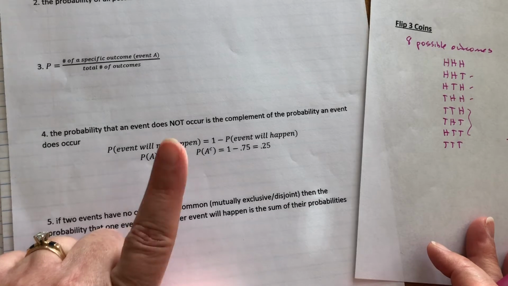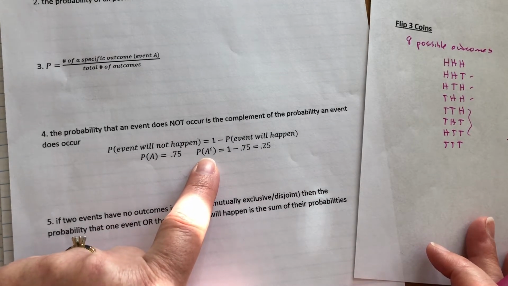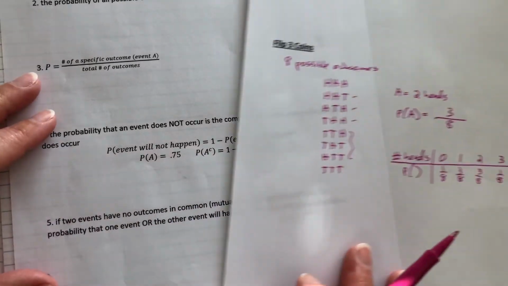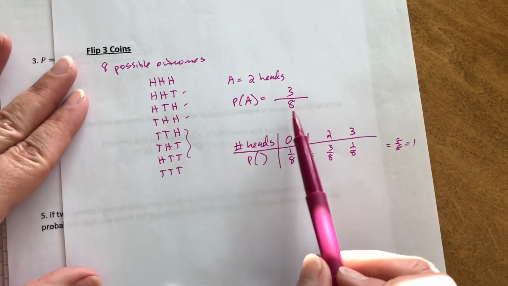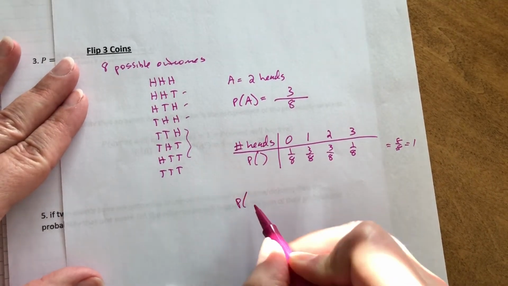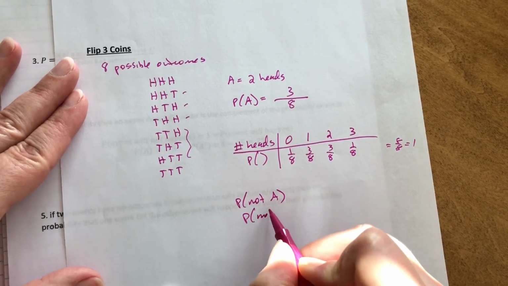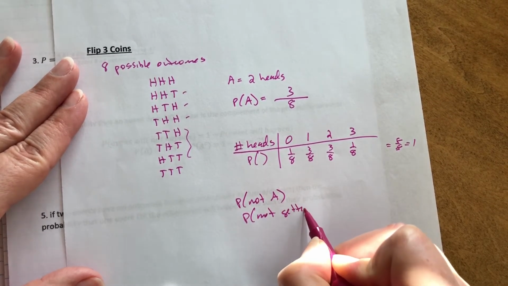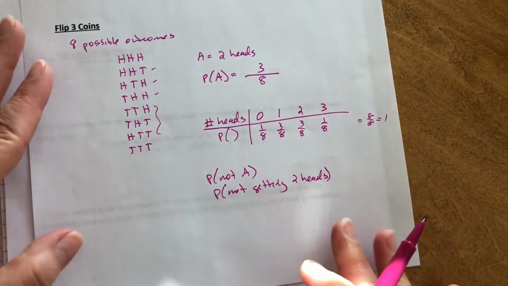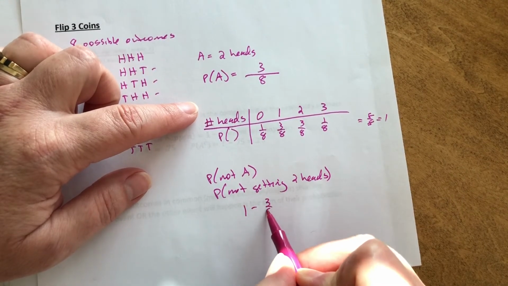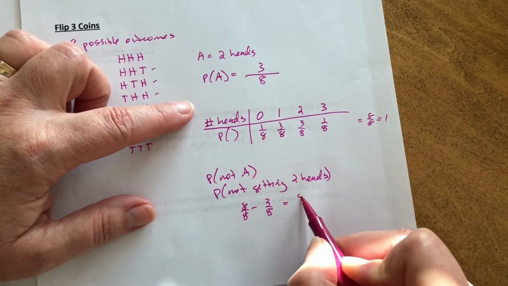Okay, so if I know the probability of an event is 0.75, the probability of its complement is simply 1 minus 0.75. So right here, I know the probability that I'm going to get 2 heads is 0.38. So the probability of not A, or the probability of not getting 2 heads, should be 1 minus the probability of getting 2 heads. Okay, so if I do 8 eighths minus 3 eighths, that would be 5 eighths.